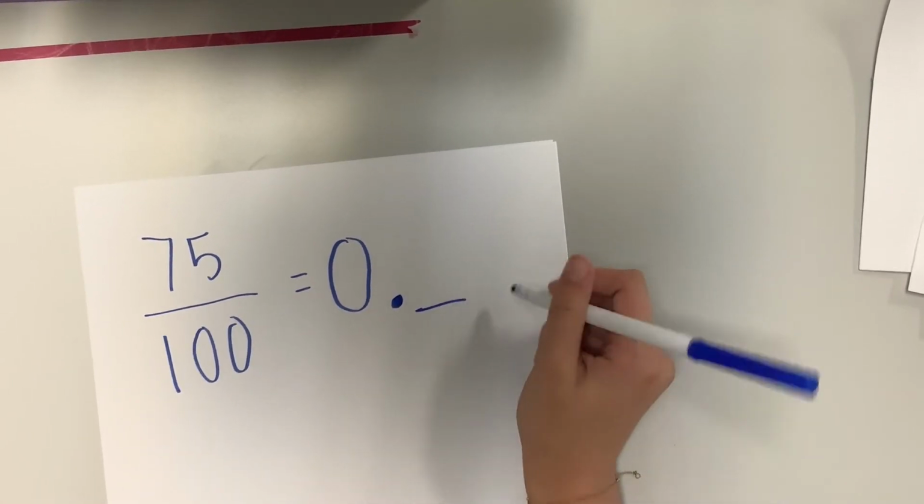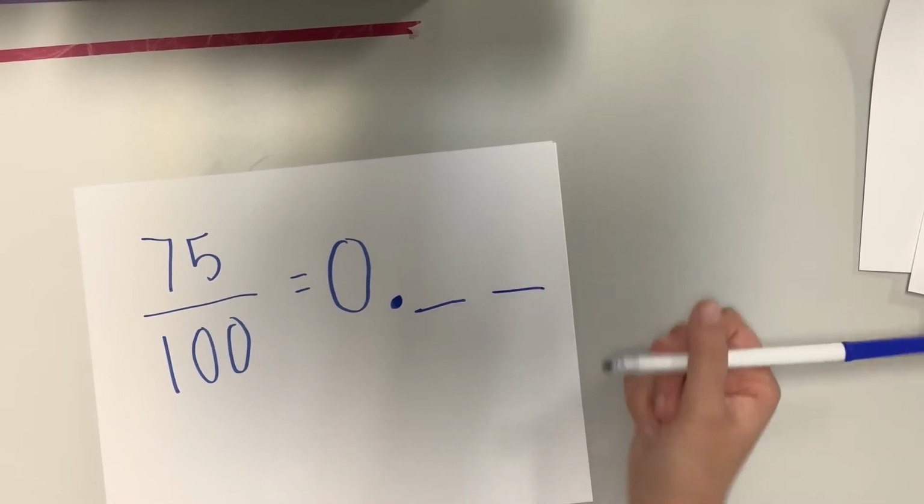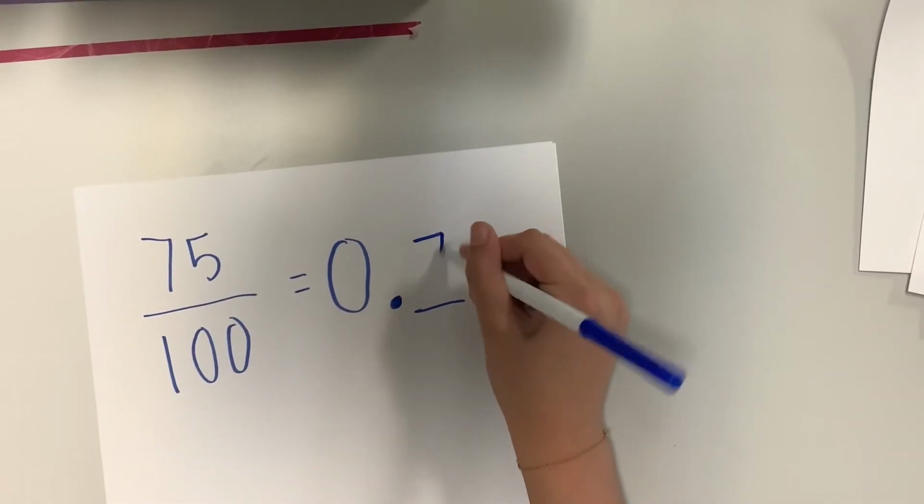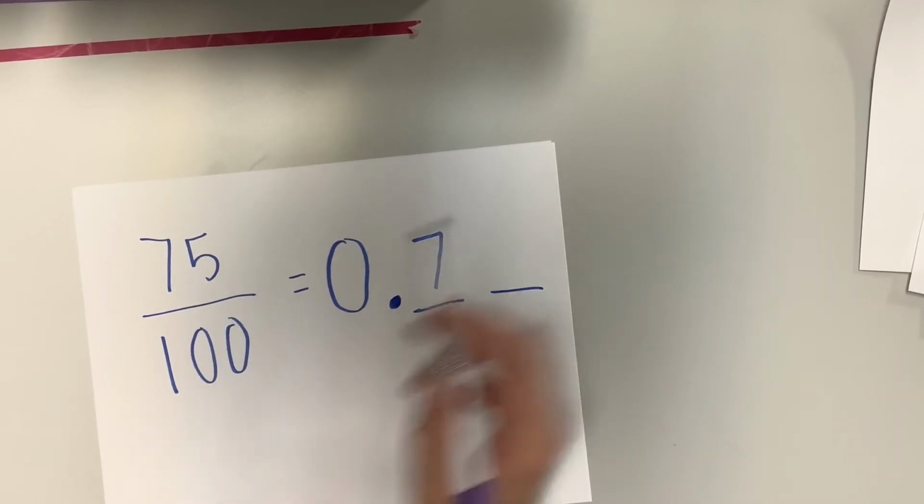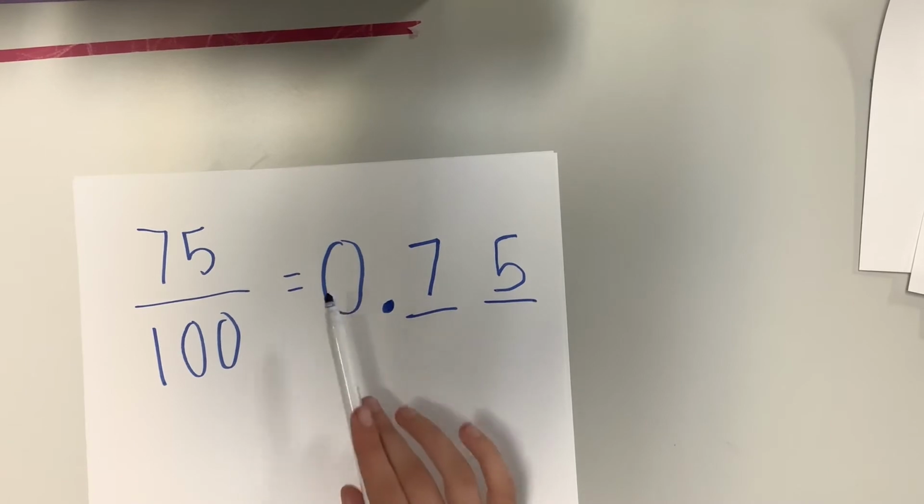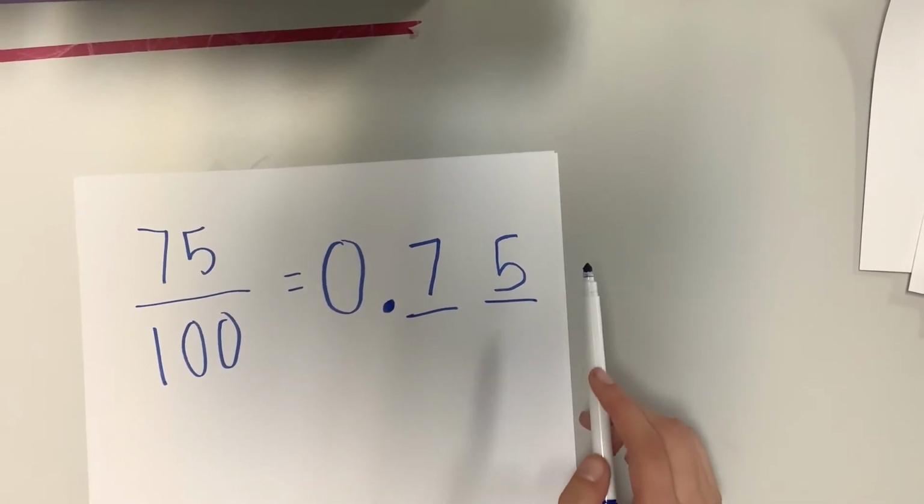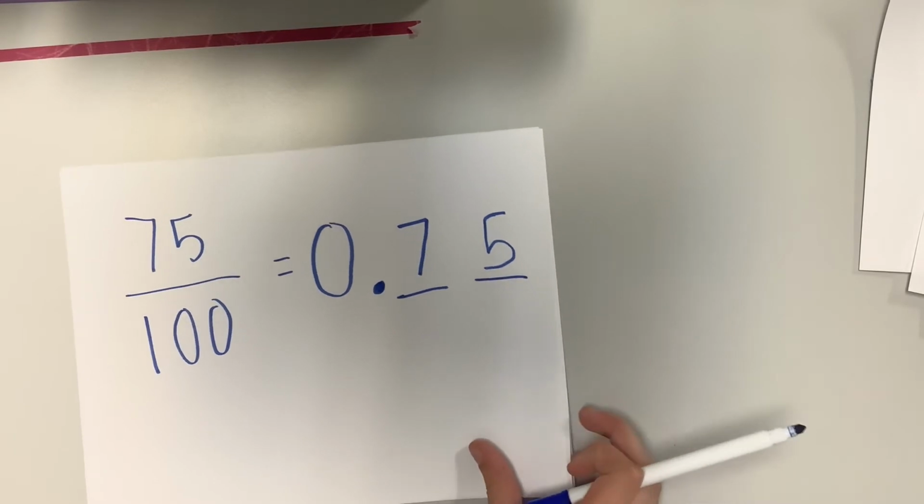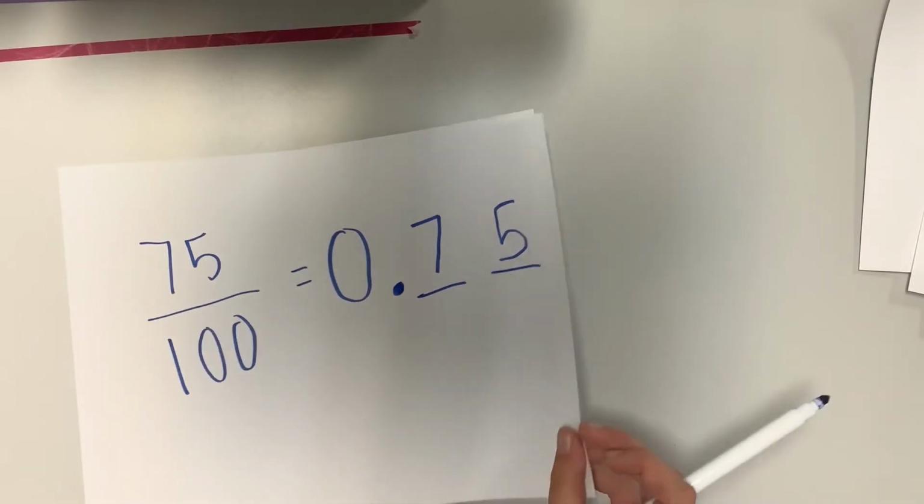This is the 10th place. This is the 100th place. So 75 hundredths, we have 7 groups of 10, so 7 in the 10th place, 5 hundredths left over. So when we read this, we read 0 and 75 hundredths. Okay, hopefully this seems pretty simple. I'm gonna throw you a challenge.